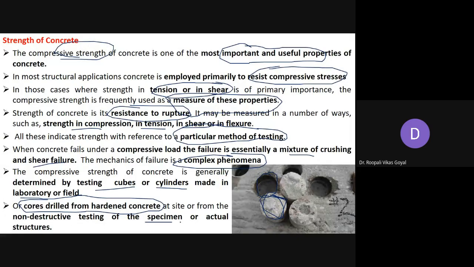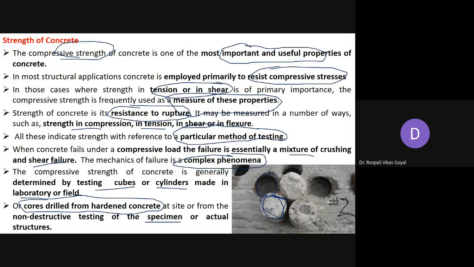So you can take a core out of the actual structure and test it. That is called a core of hardened concrete. So that can be taken from the actual structure, and you can also test it. And generally you can go for the non-destructive testing method also, in which you do not have to destruct the structure.